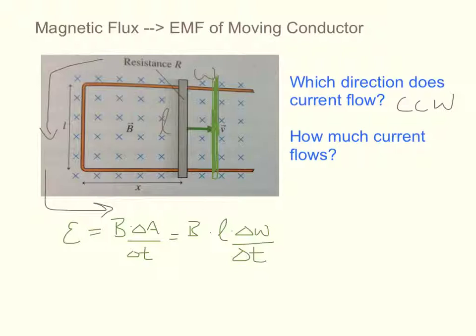And so what is this right here? This is actually a representation of velocity, right? We are changing a distance in a certain amount of time. This is a velocity. And so you can actually get another expression of Faraday's law for a moving conductor, and that is the magnetic field multiplied by the length of the conductor that is moving, and then times the velocity at which it is moving. And all of these are actually vector quantities.